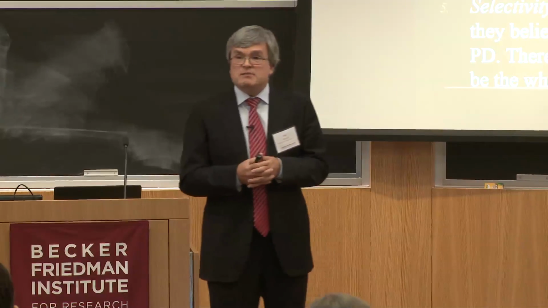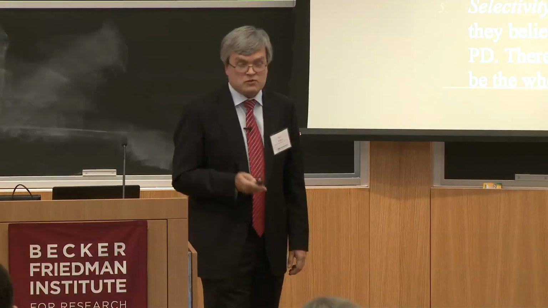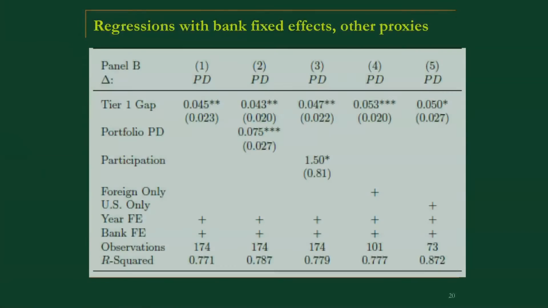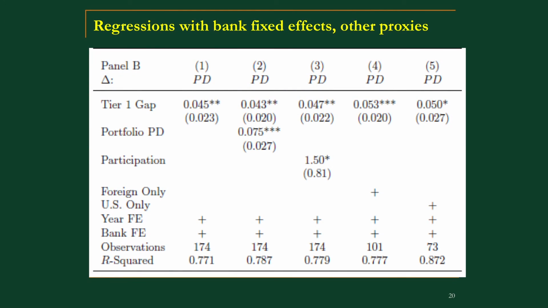Doesn't seem to be the case, for two things. One thing is, if we add bank fixed effects to the model, the results stay. That's the first one here. So we have all the controls, and we add bank fixed effects. This is important because it's telling us that anything that is a trait that is bank specific is not what's driving the result.